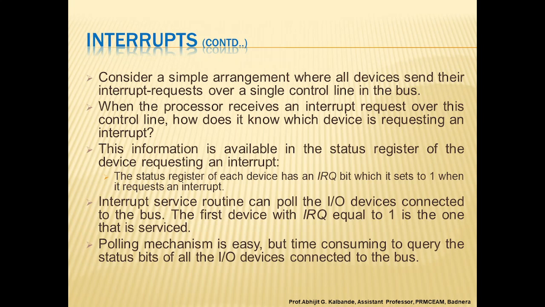The interrupt service routine can poll the input output devices connected to the bus. The first device with IRQ equal to 1 is the one that is serviced. The polling mechanism is easy but time consuming, as it must query the status bit of all IO devices connected to the bus. Now there are again some different and important things, that is, how to enable and how to disable interrupts.